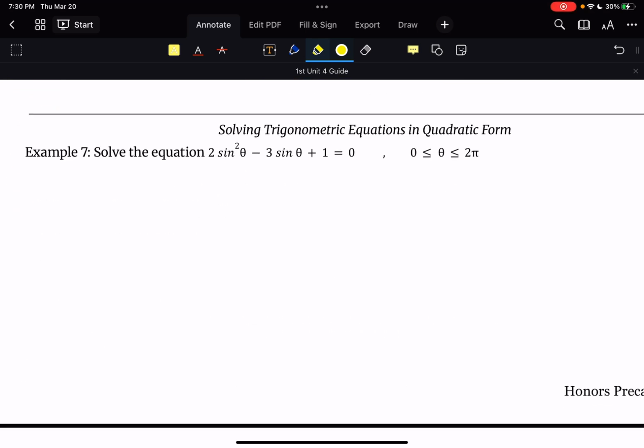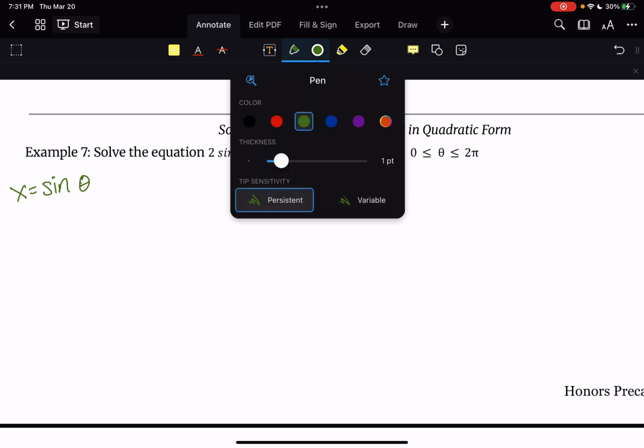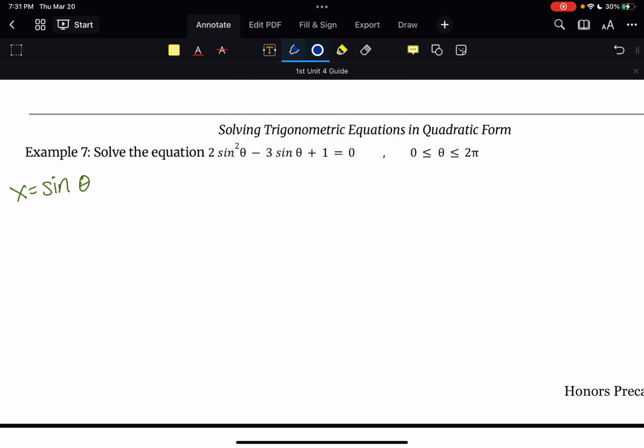Okay, solving equations in quadratic form. So I have 2 sine squared theta minus 3 sine theta plus 1 is equal to 0. So this obviously looks like a quadratic. So what we do in this case is we're going to call our trig value x. So I'm going to let x be sine theta. And now what I'm going to do is I'm going to solve this just like I would solve a quadratic. So I can do 2x squared minus 3x plus 1 is equal to 0.